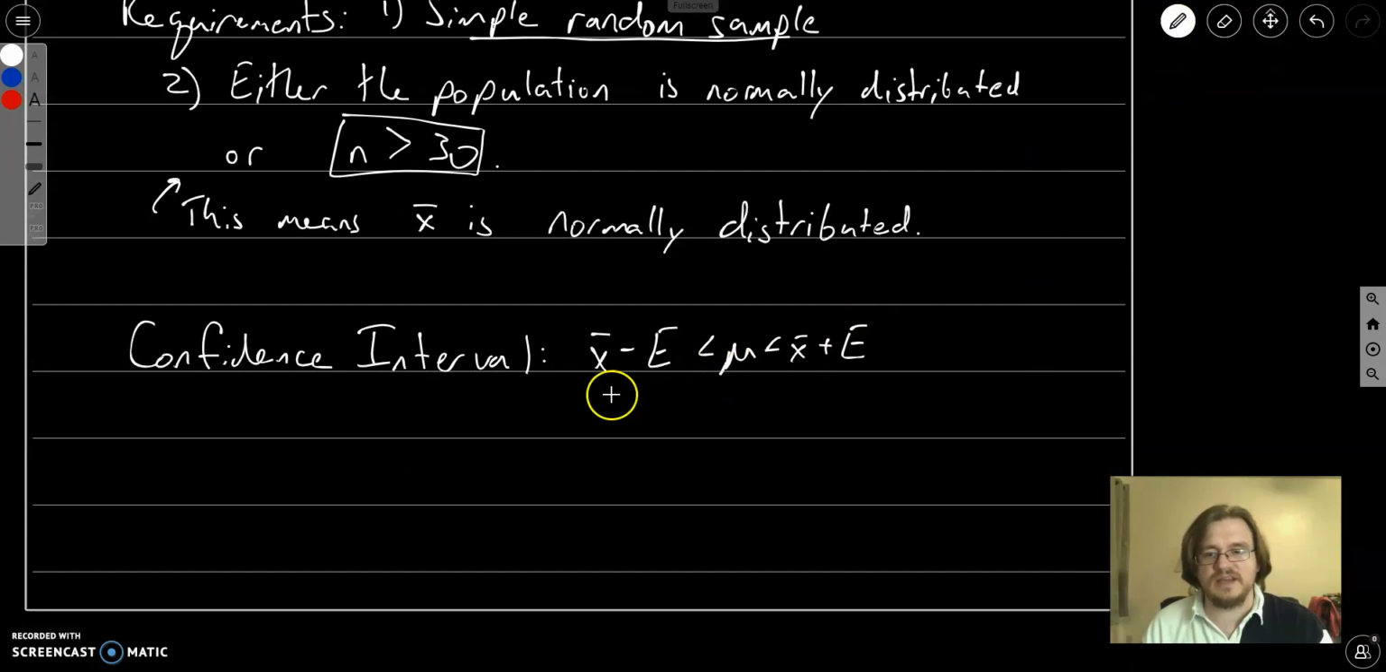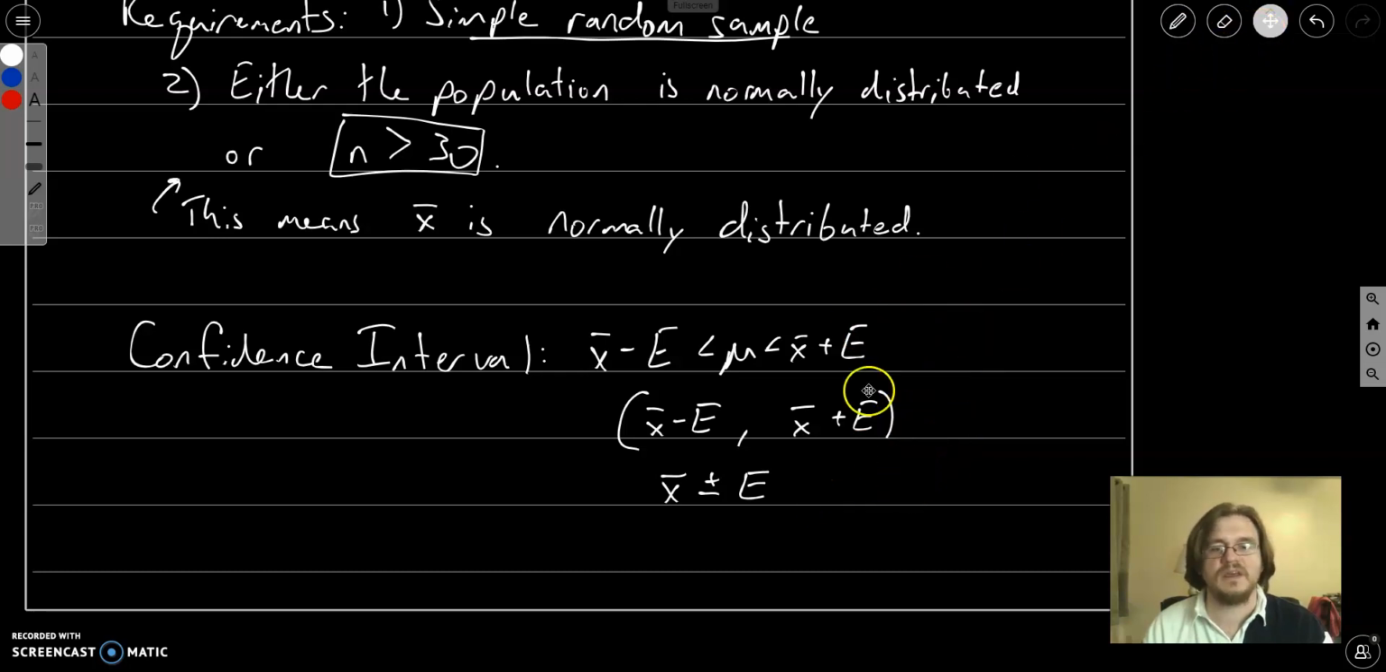Just as a quick aside, sometimes this interval, we can write it as an interval of numbers. We can write this as the numbers from x bar minus e to x bar plus e, so it can be written as an interval like this, or you'll sometimes see x bar plus or minus e, just sort of giving the two endpoints of the interval, x bar plus e and x bar minus e. So all three of these things mean the same thing.